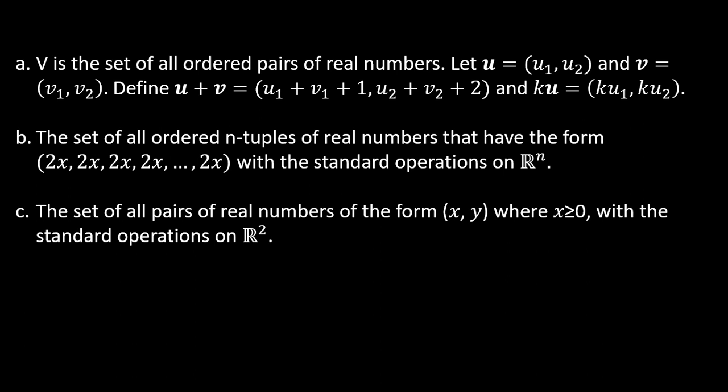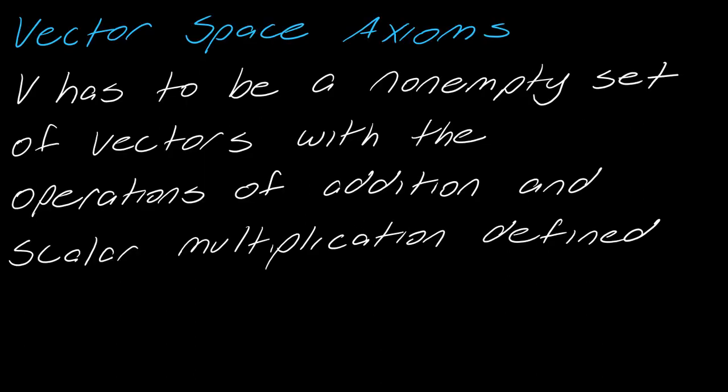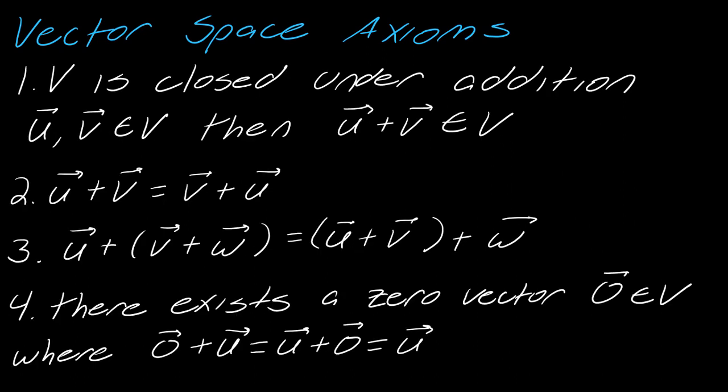I just want to remind ourselves what we need to do to prove whether something is a vector space. It's a little bit of a tedious process. V has to be a non-empty set of objects that would be called vectors if it's a vector space, with the operations of addition and scalar multiplication defined. And to prove something is a vector space, you have these 10 vector space axioms.